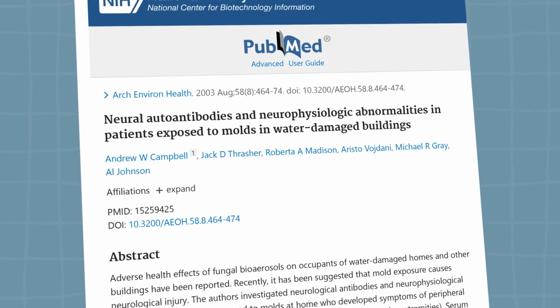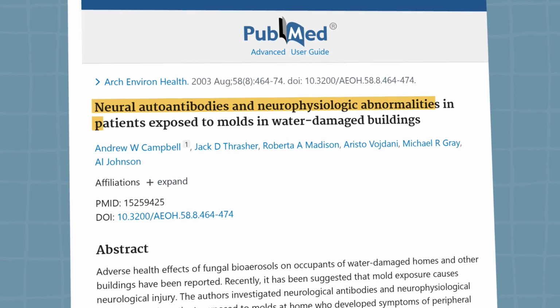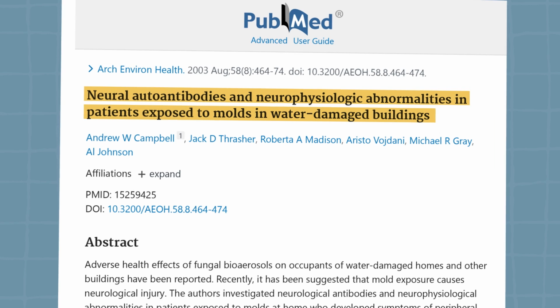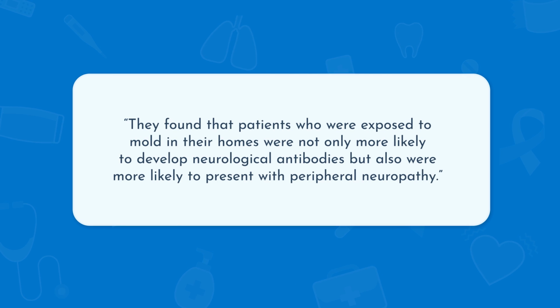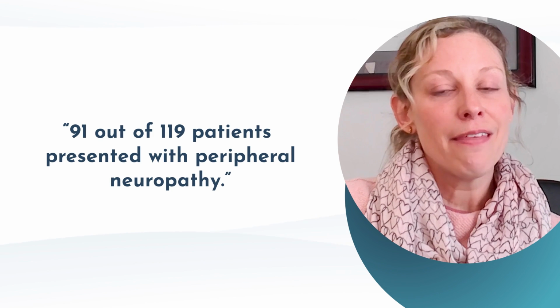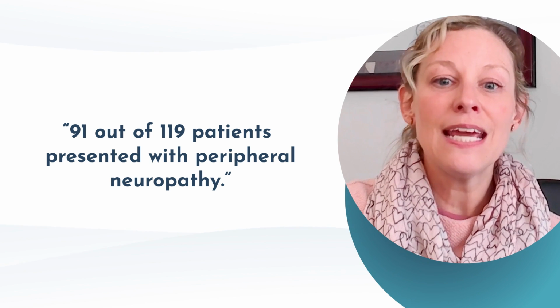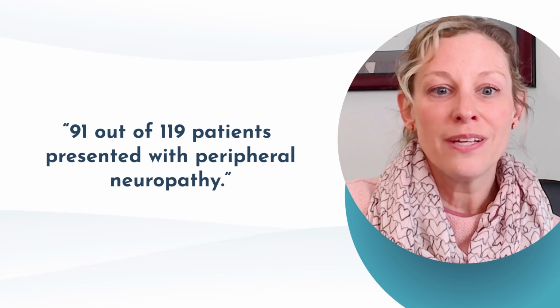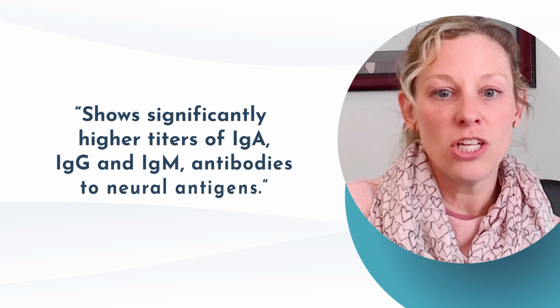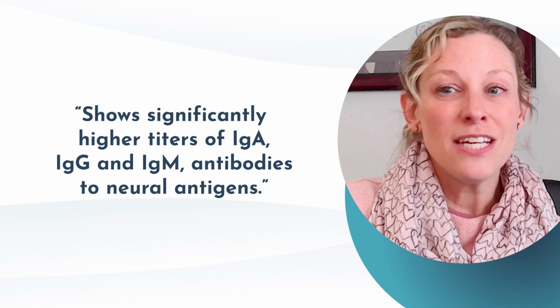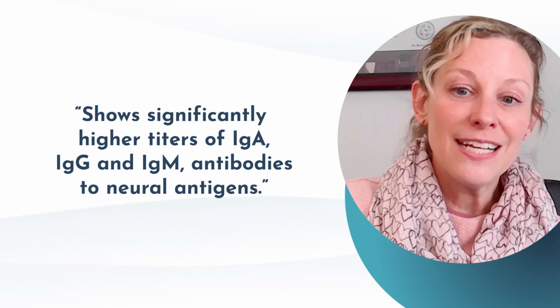Campbell et al. published their findings regarding neurophysiological abnormalities in the Archives of Environmental Health in 2003. They found that patients who were exposed to mold in their homes were not only more likely to develop neurological antibodies, but also were more likely to present with peripheral neuropathy. In fact, 91 out of the 119 patients in this study presented with peripheral neuropathy, showing significantly higher titers of IgA, IgM, and IgG antibodies to neural antigens when compared with 500 healthy controls.